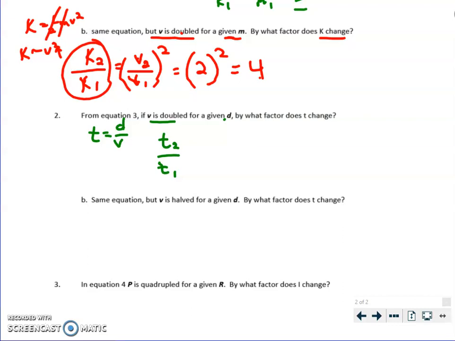So let me just rewrite this equation. We're saying T is proportional to 1 over V. That's what we established on the other side. So I've got to keep that on here. So that becomes 1 over V2. Whoops, that shouldn't say V squared. It should say V2.